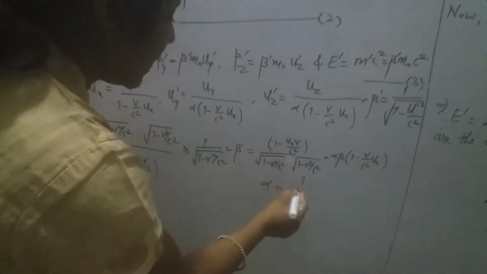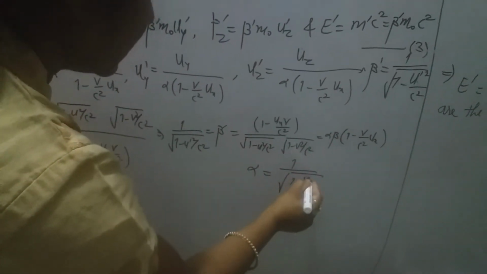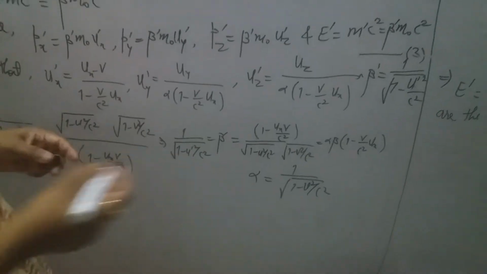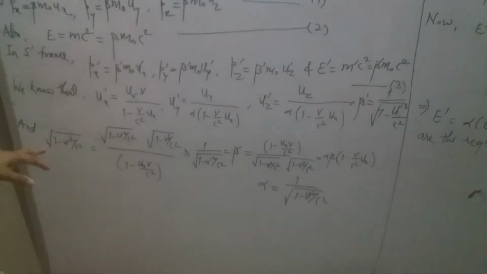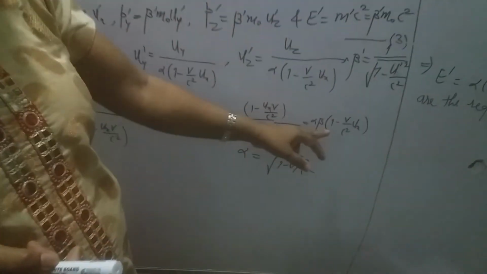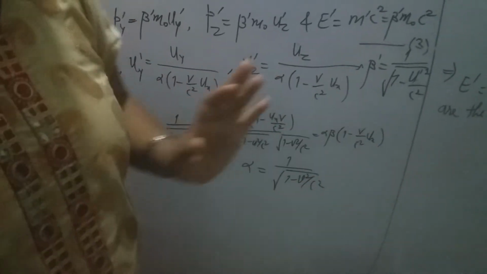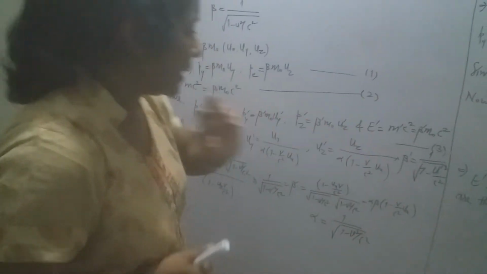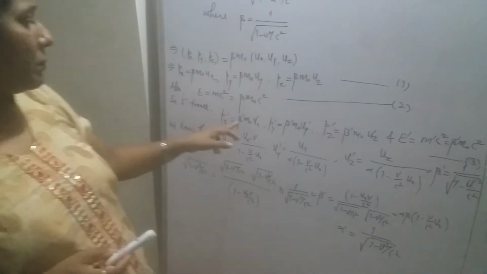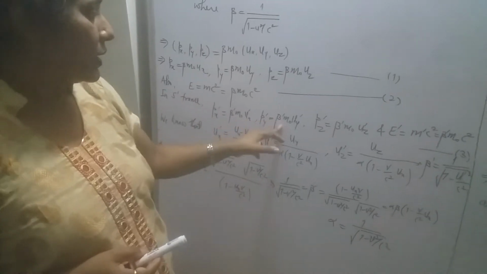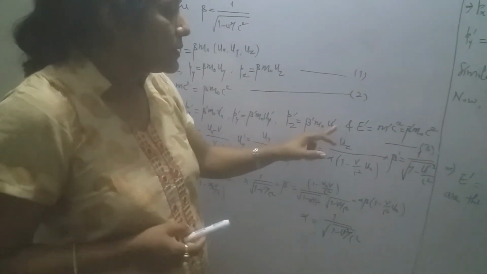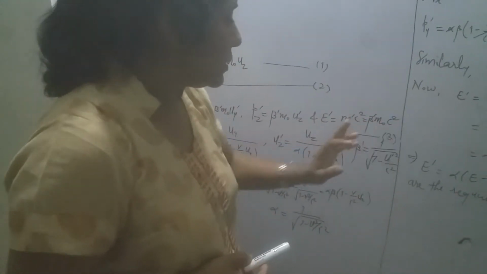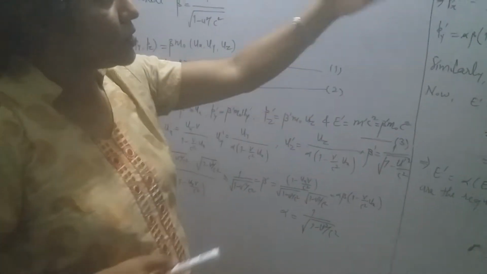So alpha is 1 upon under root of 1 minus v square by c square. We have substituted it in the form of alpha and beta, and we have written that beta dash is alpha beta into 1 minus v by c square into ux. Let us substitute these values in px dash, py dash, pz dash, and E dash. So we have substituted the values of beta dash ux dash, beta dash uy dash, beta dash uz dash, and beta dash, so that we can get it in this form.